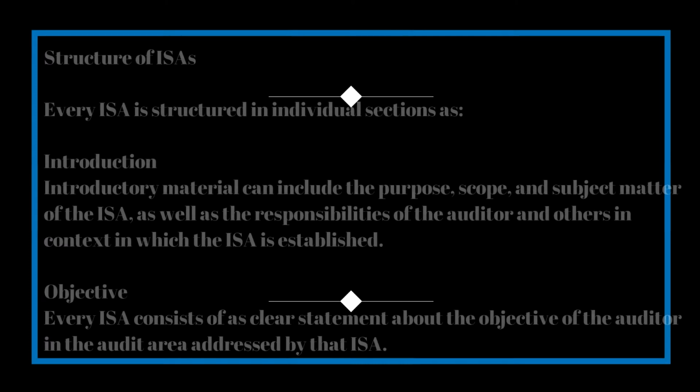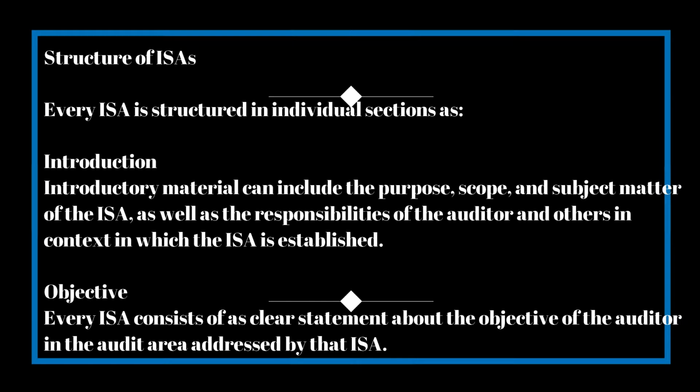Structure of ISAs. Every ISA is structured in individual sections, as first of all it includes an introduction. Introductory material can include the purpose, scope, and subject matter of the ISA as well as the responsibilities of the auditor and others in context in which the ISA is established. Objective. Every ISA consists of a clear statement about the objective of the auditor in the audit area addressed by that ISA. Definitions. For better understanding of the ISAs, pertinent terms are delineated in each ISA.